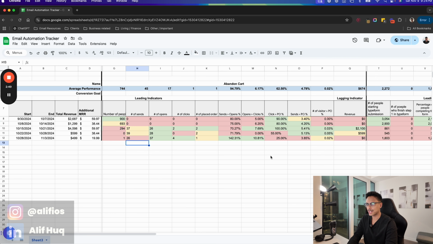I want to walk you through essentially how I report email metrics to the founder, to the point where he feels very comfortable leaving email automations in my hands. So this is the tracker that I use.